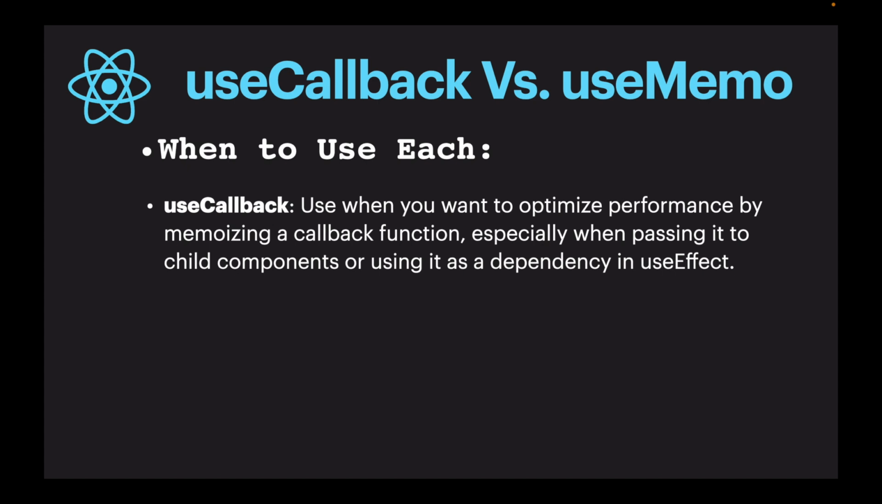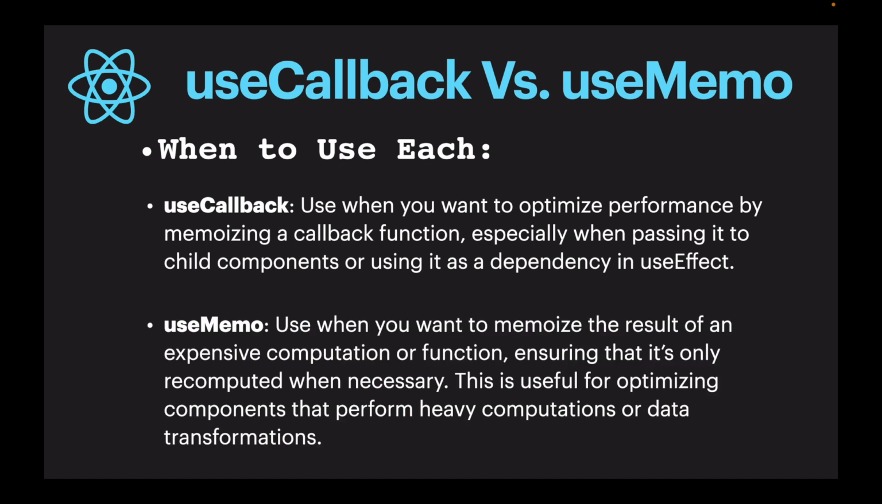This is the main area where we should use useCallback: when you optimize performance by memoizing a function, especially when you pass it to a child component or it is a dependency in useEffect. Use useMemo when you want to memoize the result of an expensive computation of a function, ensuring that it's only recomputed when necessary. This is useful for optimizing components that perform heavy computation or data transformation. Don't worry, this is just theory. We will implement all these things with a practical demo. So let's start with the practical.